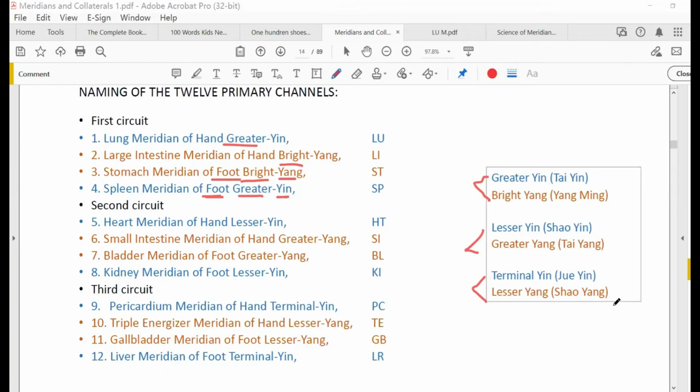So I recommend you remember both names, the Chinese name and the English name. You'd better remember them like the boss names, because many teachers just use 太阴、阳明、少阴、太阳、厥阴、少阳. Okay.